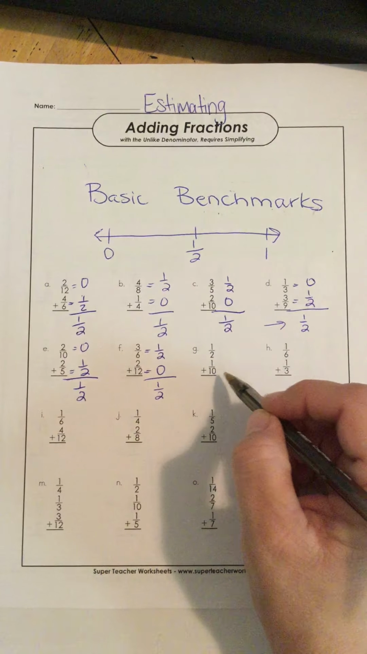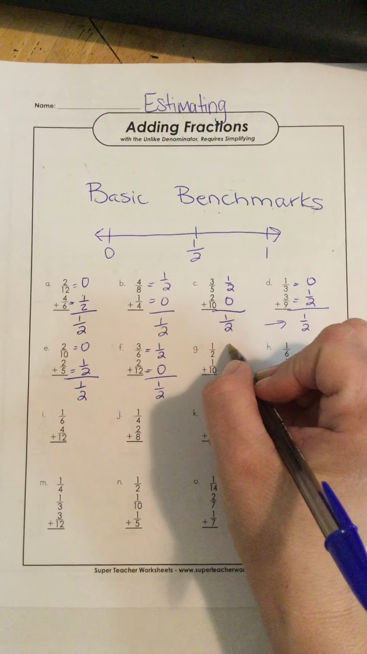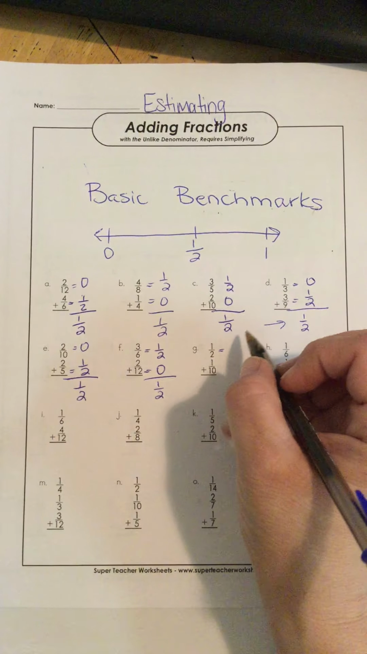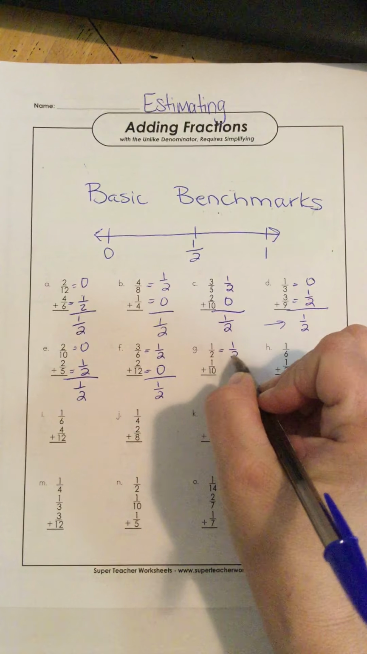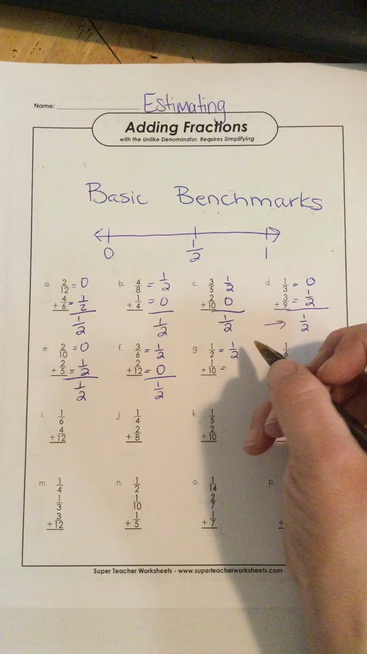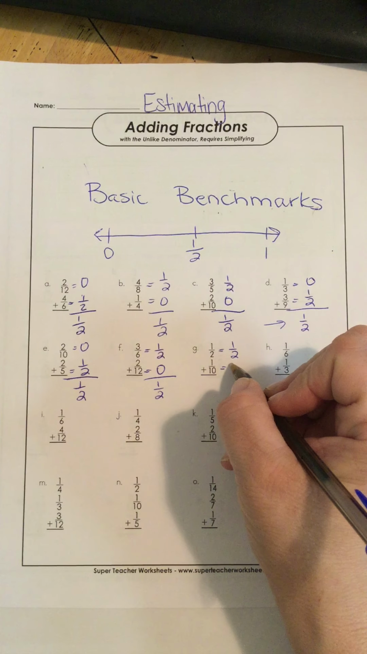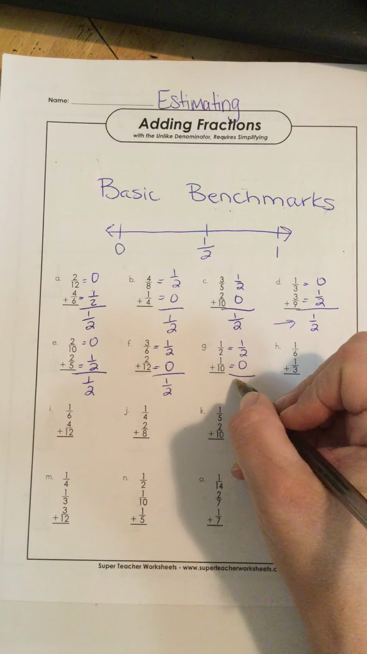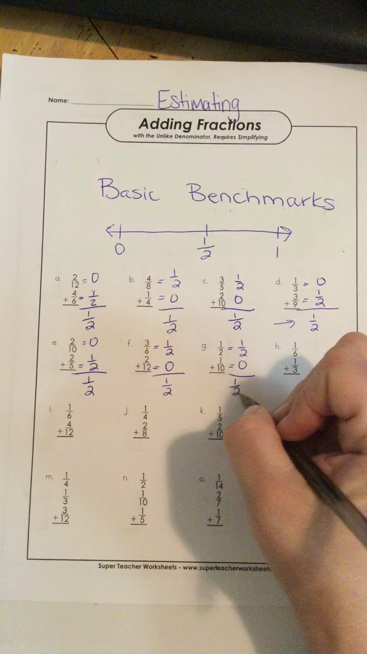Okay, 1/2 plus 1/10. Well, that one's pretty easy. 1/2 is going to be equal to what? 1/2. And 1/10 is going to be equal to what? 0. And 1/2 plus 0 equals 1/2.